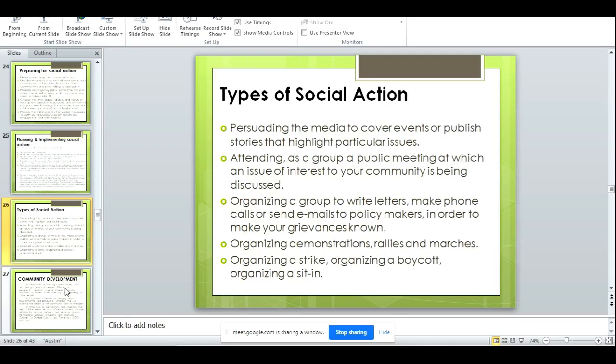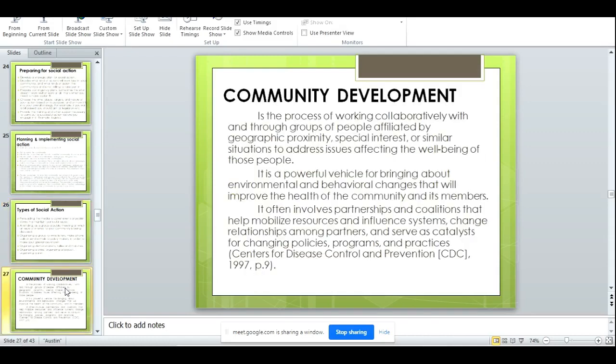Also, organizing demonstrations, rallies, and marches like the EndSARS protest, organizing a strike, organizing a boycott, or organizing a sit-in like the sit-at-home we can see currently happening in the southeastern part of Nigeria. So after doing social mobilization, then you diagnose the problem in the community and you take social action. All this should lead to community development. So that's how we arrived now at the community development part.